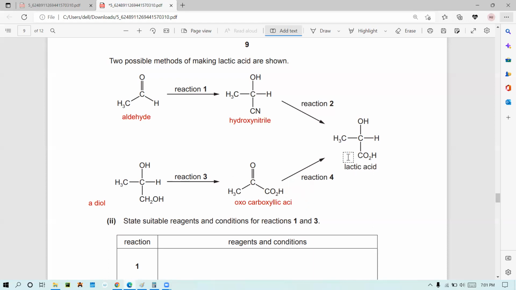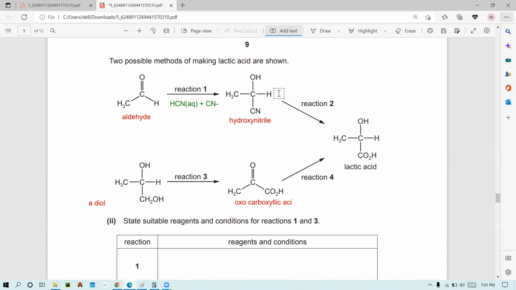This is lactic acid. We'll see how these reaction 1, 2, 3, and 4 can be done. In the first one, reaction 1, aldehyde goes to here, a cyanide group has been added. When you want to add a cyanide group to an aldehyde or ketone, we have to use HCl. HCl should be in aqueous form plus cyanide catalyst. And this has produced lactic acid.